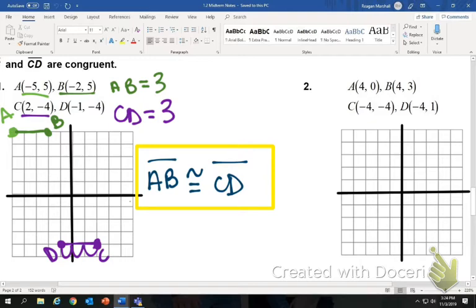We'll do the same thing over here. We got A is 4, 0, so over 1, 2, 3, 4, up 0. So here's A. For B, we have 4, 3: over 1, 2, 3, 4, up 1, 2, 3. So let's see the length of AB. 1, 2, 3.